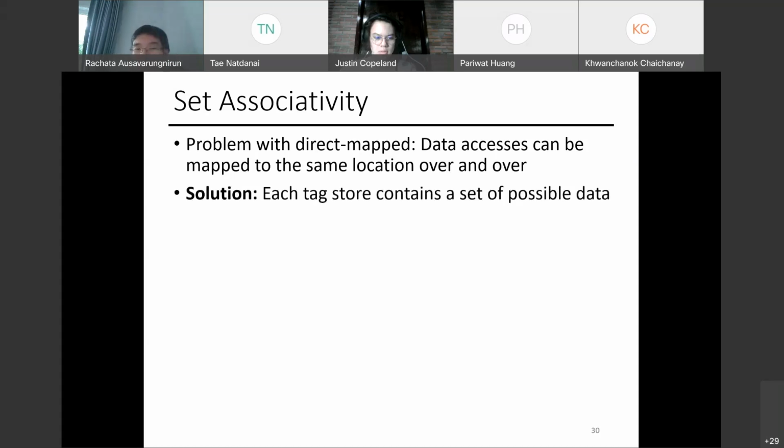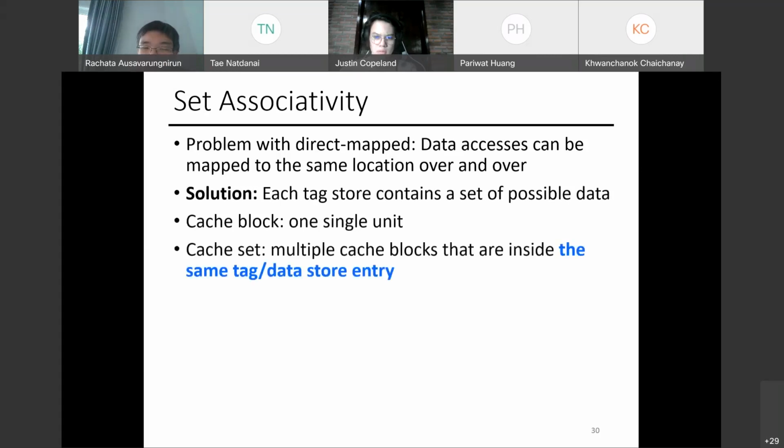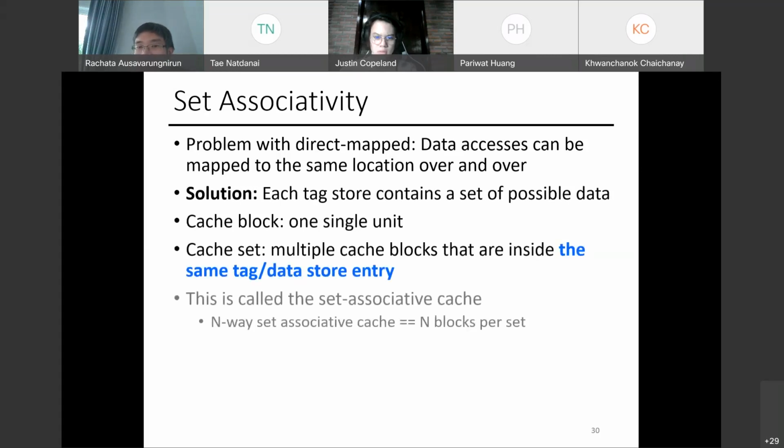So each set will store the possible data in there. A cache block will be stored. A set would contain multiple blocks. And an n-way set associative cache means that you're going to have n blocks per set.